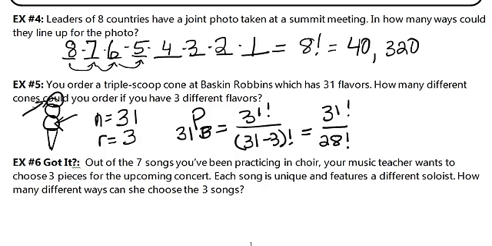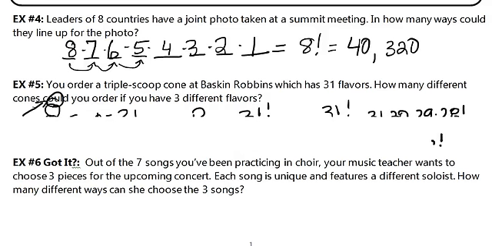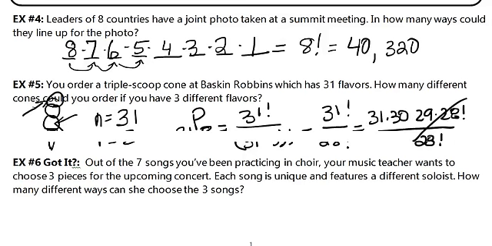And if we extract the 31, 30, and 29 out from the numerator, we can see that we cancel out, and we have the product of 31 times 30 times 29, which is equal to 26,970 different ways. I'd like for you to continue and answer the Got It question number 6, and then we'll move on to the next video.